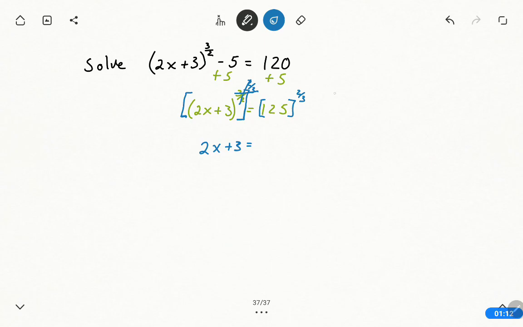For the 125, well, 125 to the 2/3 power, I'm going to have to write it as a radical. It's the cube root of 125 squared. Cube root of 125 being 5. And then 5 squared is 25.